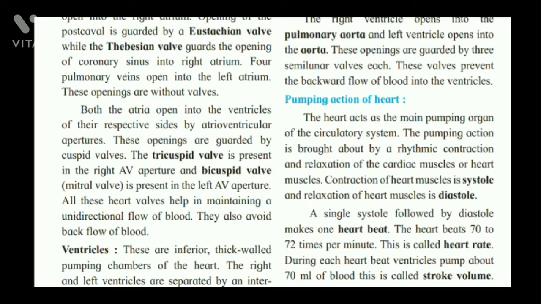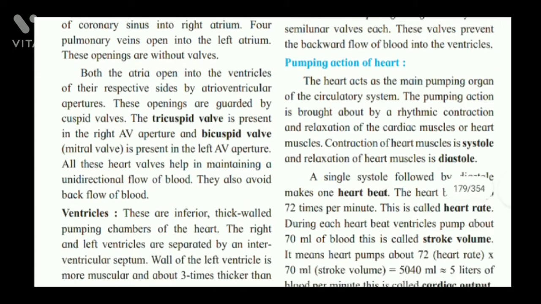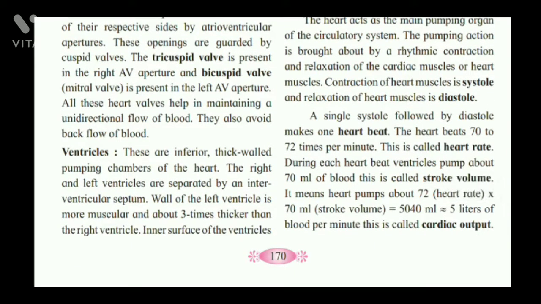All these heart valves help in maintaining a unidirectional flow of blood. They also avoid backflow of blood. Now come to the ventricles. These are inferior, thick-walled pumping chambers of the heart. The right and left ventricles are separated by an inner ventricular septum.